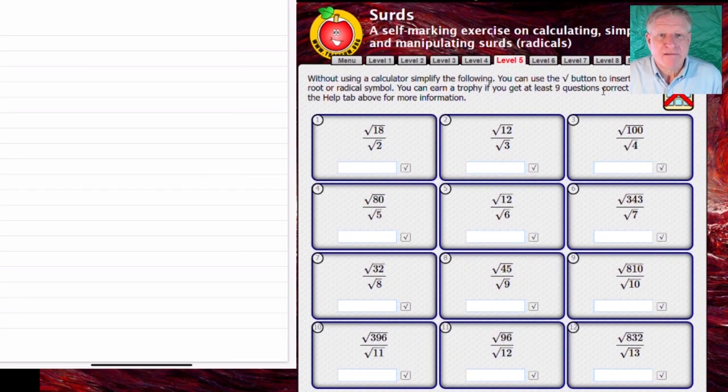Here's level 5, and as you can see, they look as though they have been written as fractions or divisions. So let's see how we can simplify these.